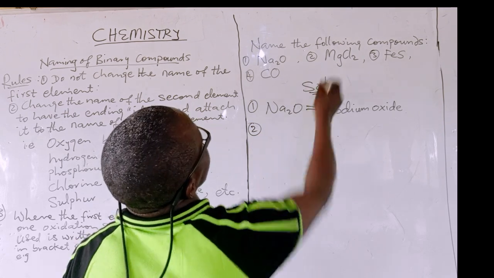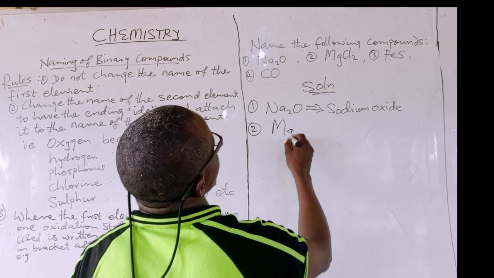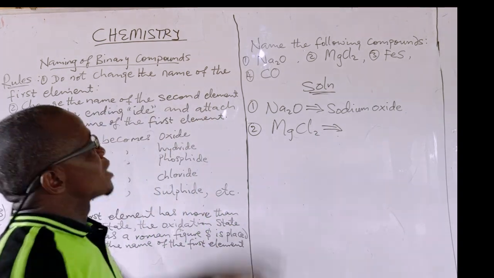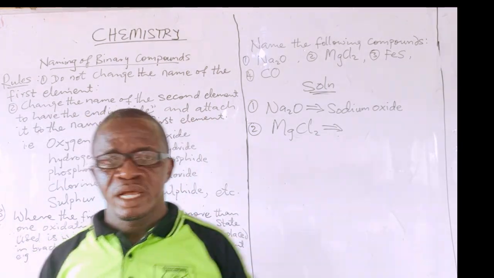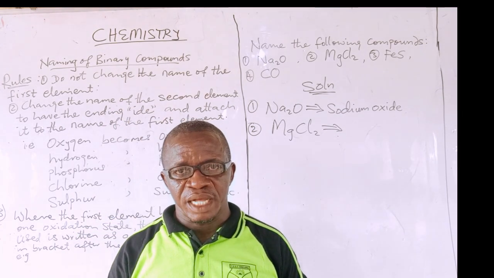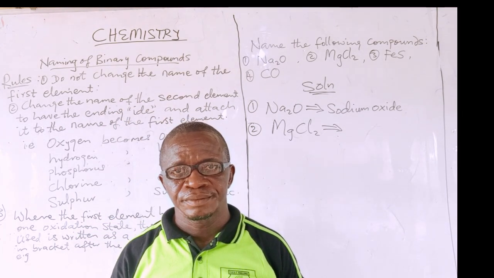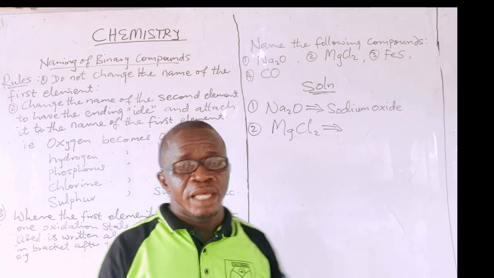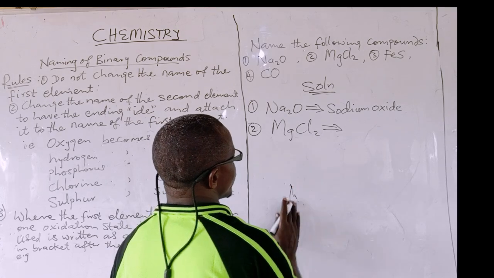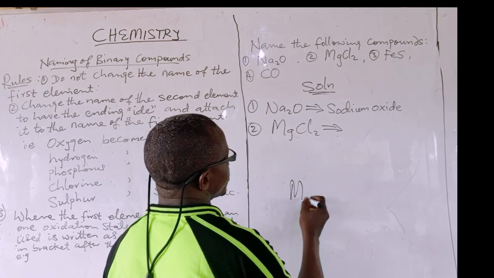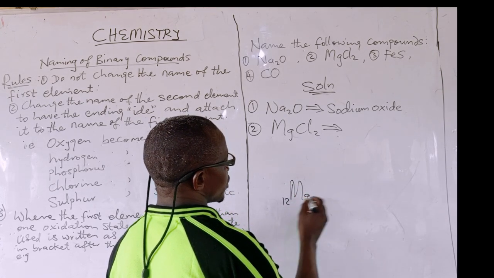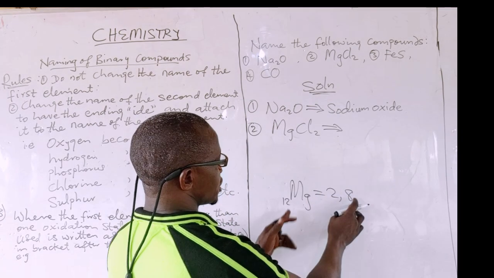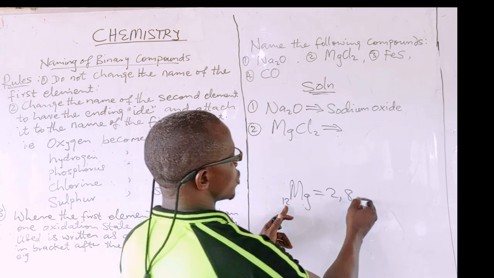Two, they said we should name this compound MgCl2. Okay, magnesium. If I may ask, is it a metal or a non-metal? It's a metal. How do I know? Because if I write the electronic configuration of magnesium, the atomic number is 12. It will give me 2, 8. 2 plus 8 is 10. How many are left? 2.